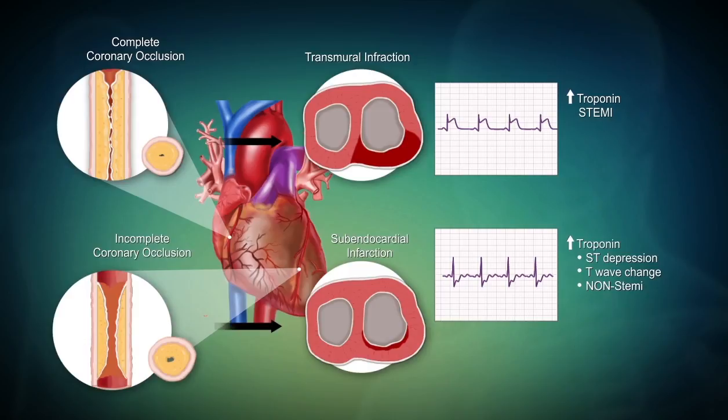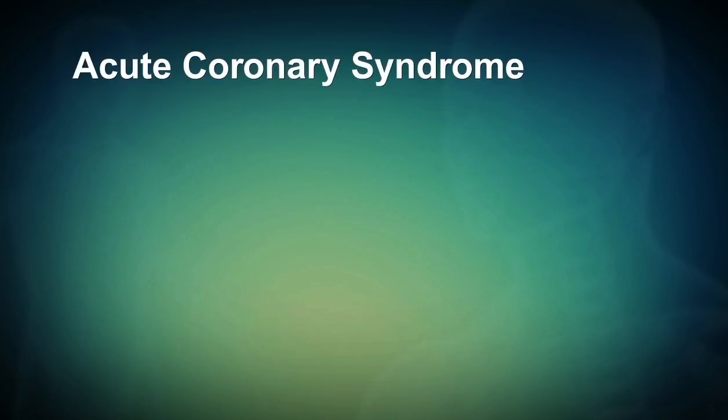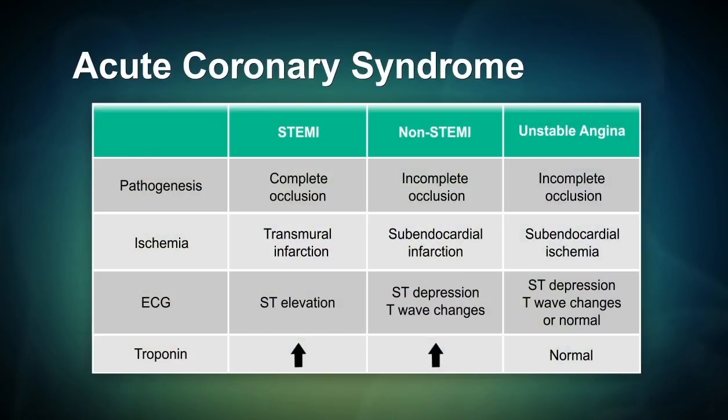Finally, incomplete coronary occlusion may not result in infarction but just ischemia, and when that happens, the troponin can be normal, and this defines the syndrome of unstable angina. These different forms of the acute coronary syndrome are compared and contrasted in this table, which compares the pathogenesis, ischemia, and ECG changes, as well as troponin changes in ST segment elevation MI, non-ST segment elevation MI, and unstable angina.